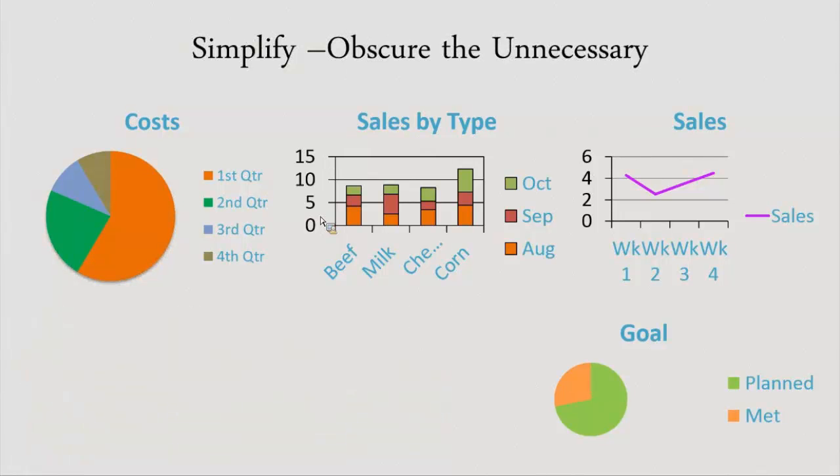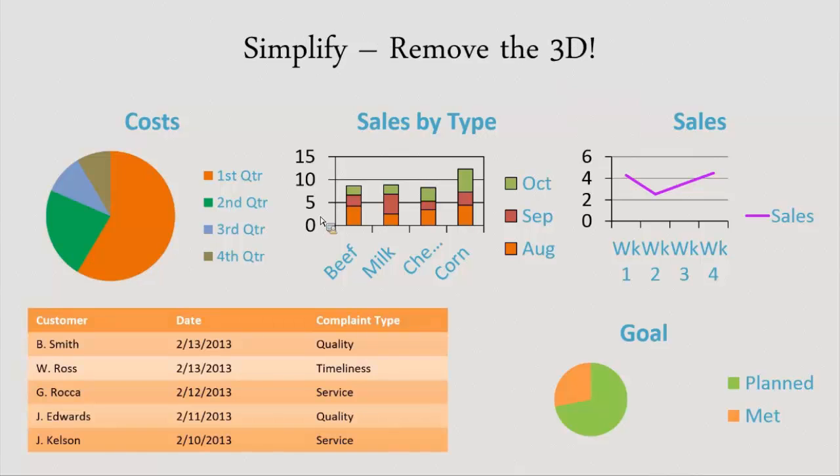Okay, the next thing is we're going to obscure the unnecessary. We had this list of customers by date with complaint type, and this is actually probably the most common thing that I see with report design: people have done all this work, they've collected all of this data, and what they really want to do is show every single piece of data that they can in their report.